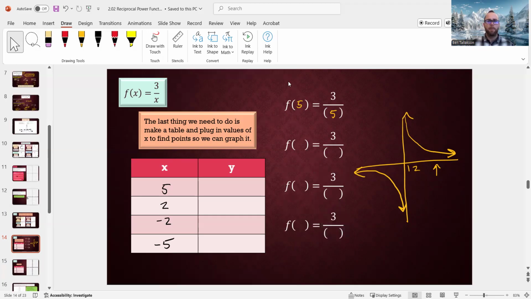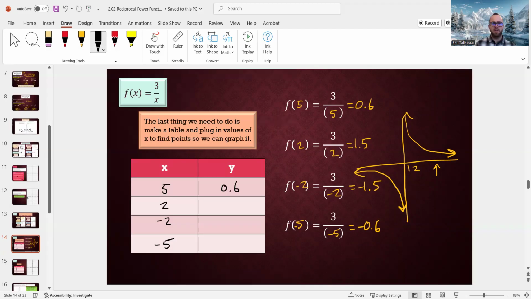Okay, so 3/5, that's going to be 0.6. 3/2, that's going to be 1.5. And then these will just be the negative versions of those. So negative 1.5 and negative 0.6. Okay, beautiful.